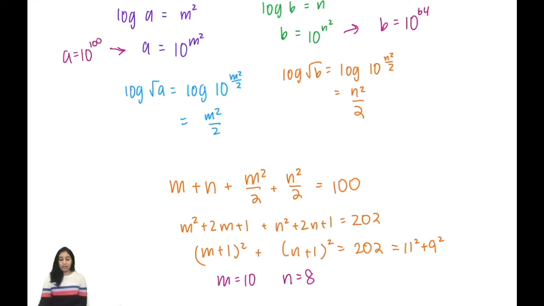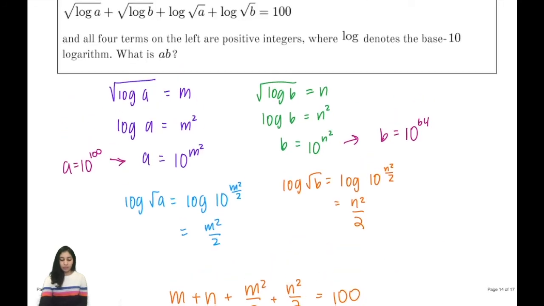And now when we want to find AB, all we have to do is see that it's 10 to the power of 100 times 10 to the power of 64, which is 10 to the power of 164.